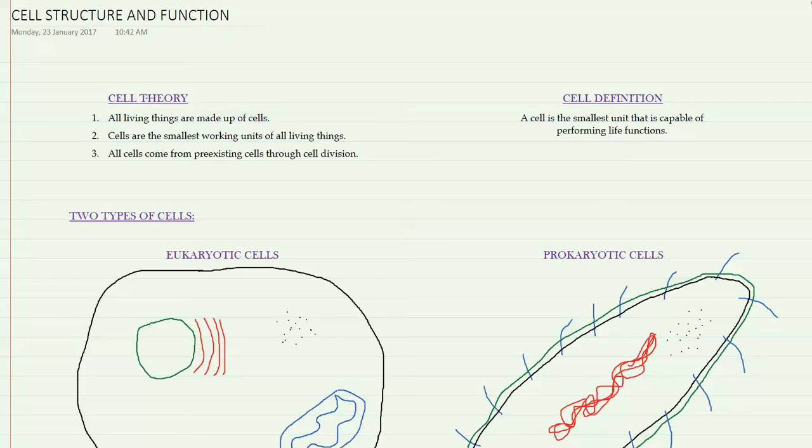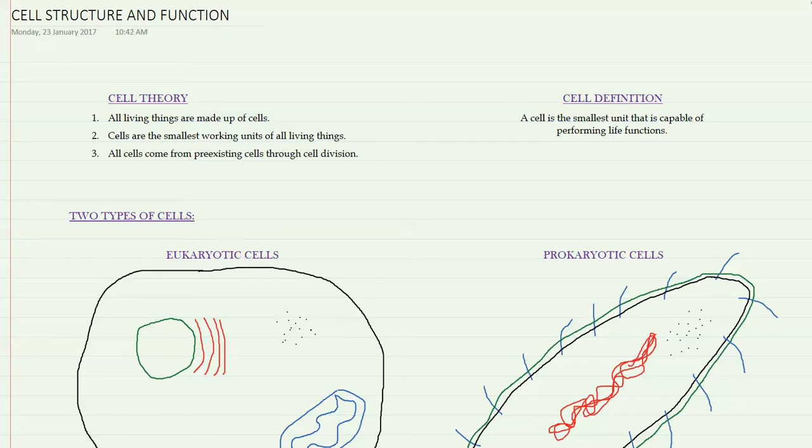Cell theory, of course, is the theory which governs cells. We've talked a little bit about this in previous classes. There are three parts to the cell theory. The first one is that all living things are made up of cells. So if you are a living thing, you have to be made up of cells. Everything that we've ever found that is living has consisted of at least one cell.